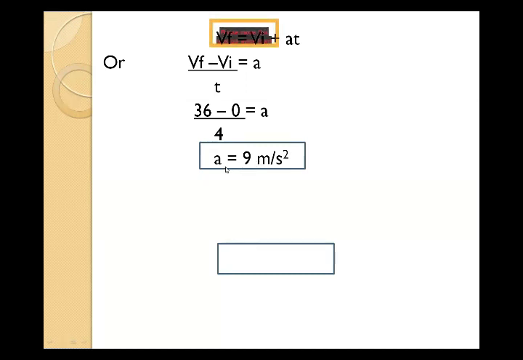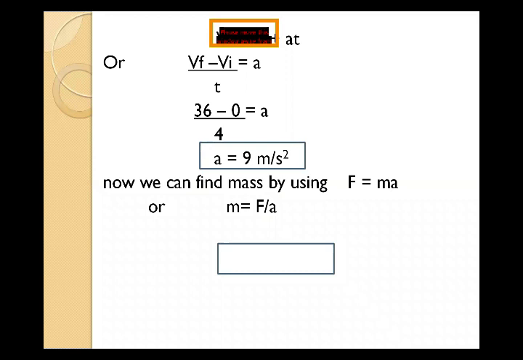Okay, so this is the acceleration which we have found. Now we can find mass by using the second law of motion equation. Initially we could not find it because we didn't have the acceleration at that time, but now we have the acceleration, so now we can use the second law of motion, that is F equals ma.